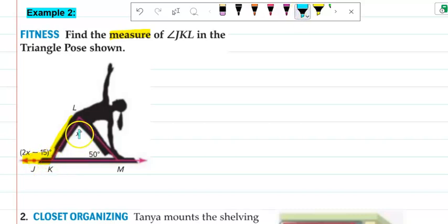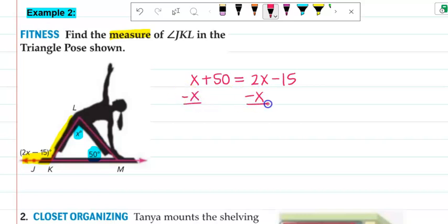Our two remote interiors would be up here at L and down here at M. Okay, so if we add the two remote interiors together, their sum is equal to that exterior. So X plus 50 or 50 plus X is equal to 2X minus 15. Okay, and then we can go ahead and just solve this. And 15.